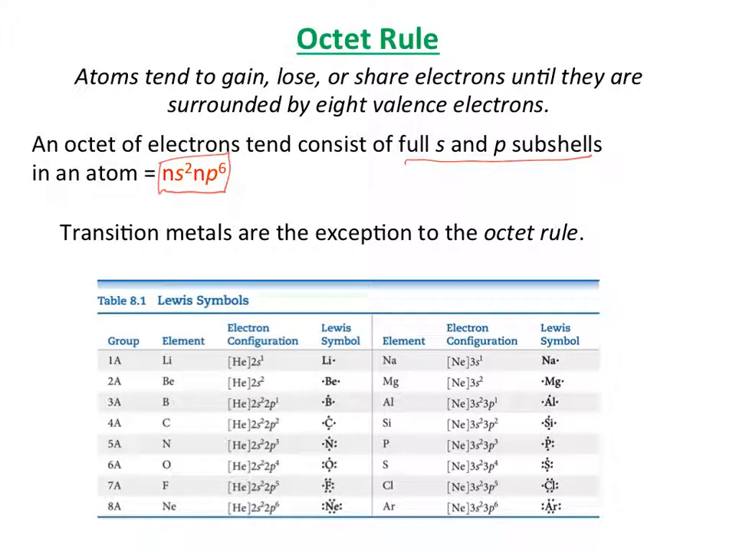Now transition metals, which are in that middle part, are the exception to the octet rule, multiple charges. That completes the how-to for Lewis structures.